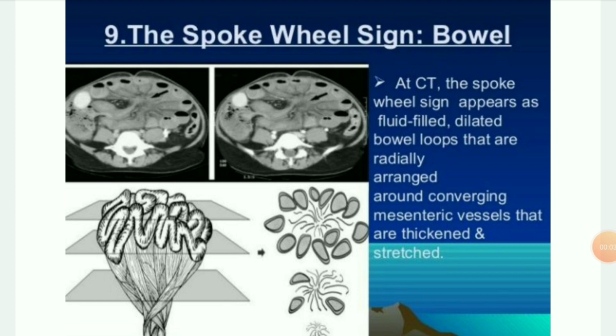Next sign is the spoke wheel sign, bowel. At CT, the spoke wheel sign appears as fluid-filled, dilated bowel loops that are radially arranged around converging mesenteric vessels that are thickened and stretched.